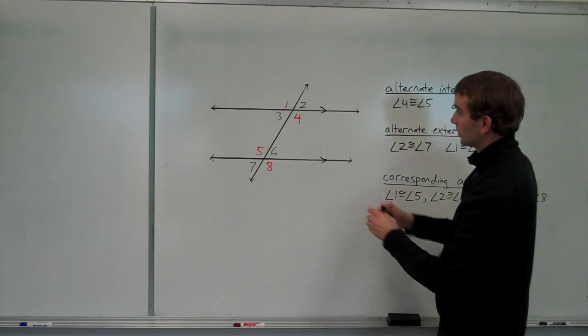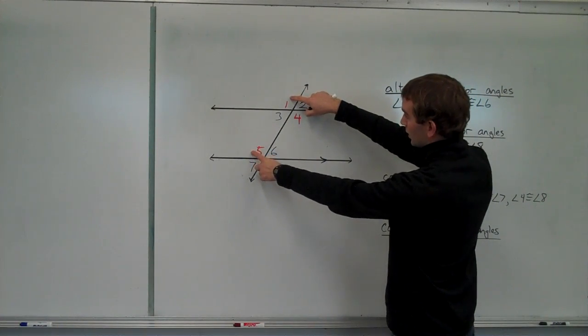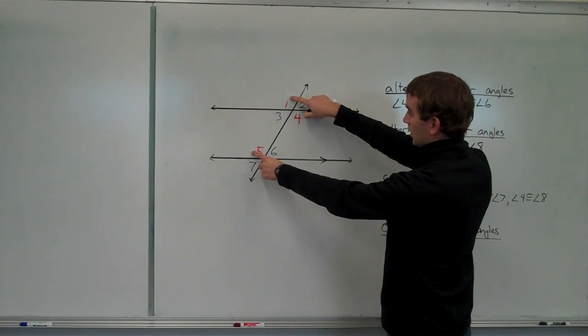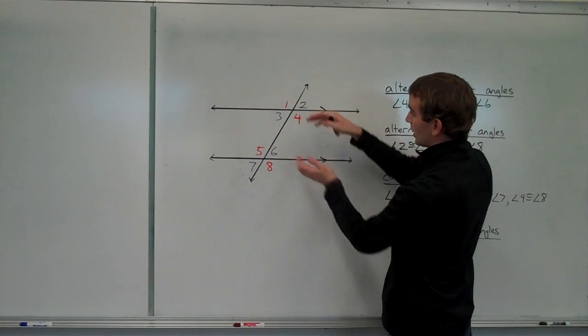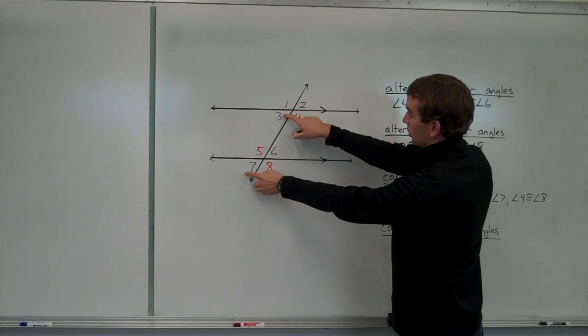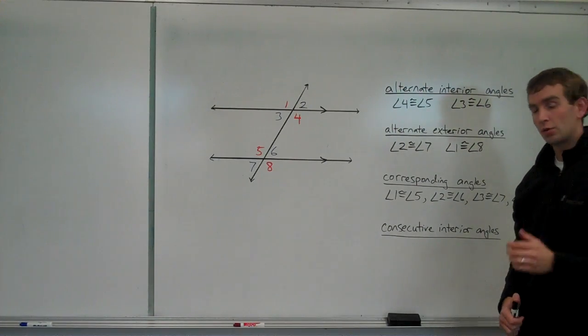Okay, and again, corresponding angles are on the same side of the transversal, and they're just going to be the angles that are corresponding to each other. Okay, so both on the same side of the parallel lines, so both above the parallel lines or both below the parallel lines. And again, corresponding angles are always congruent to each other.